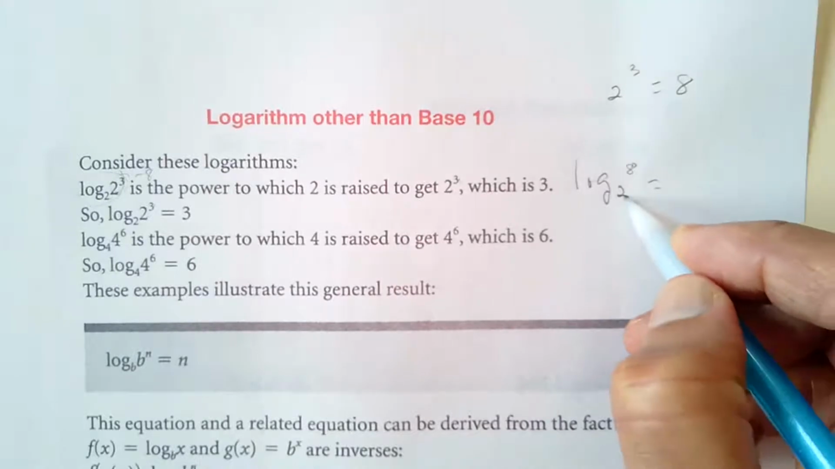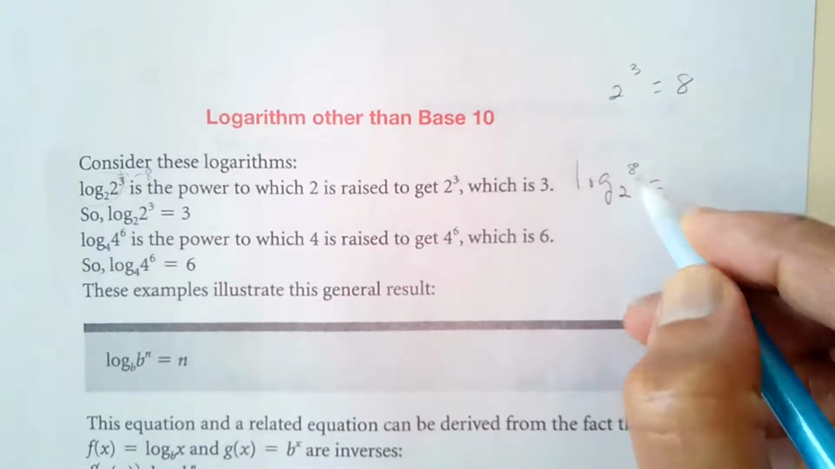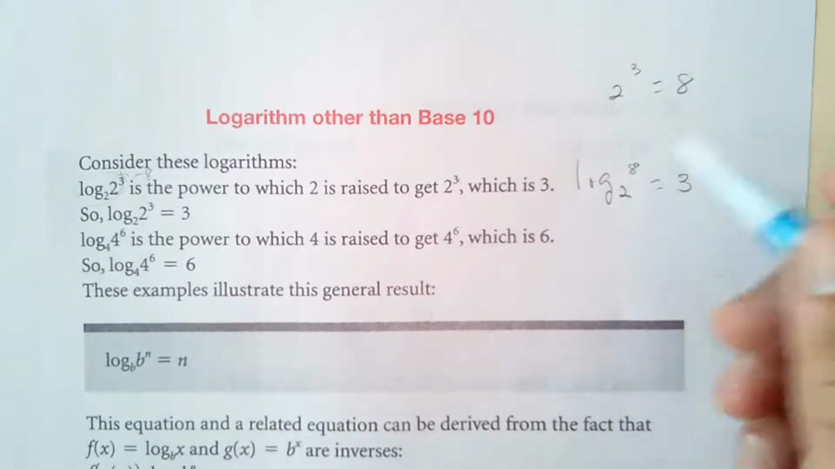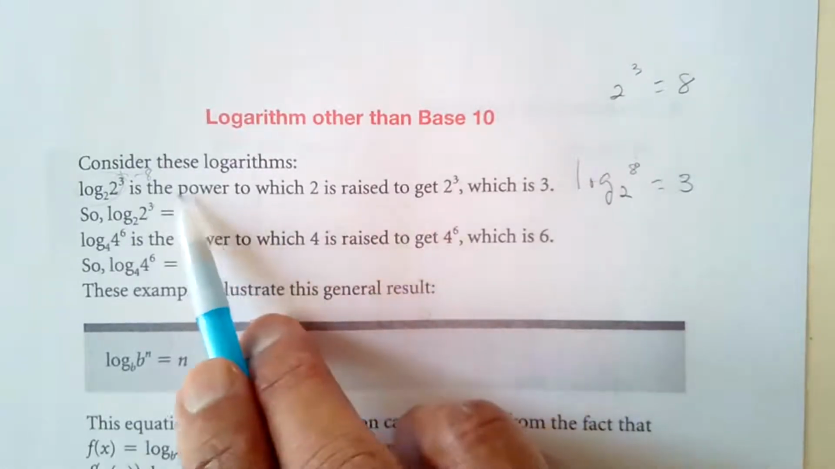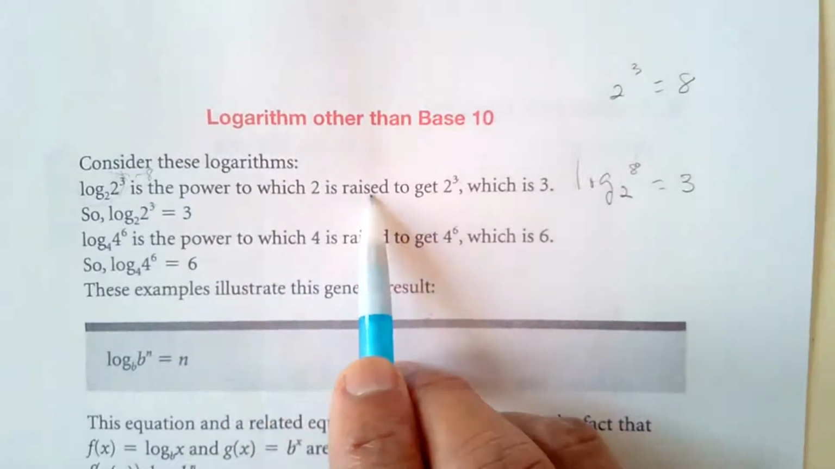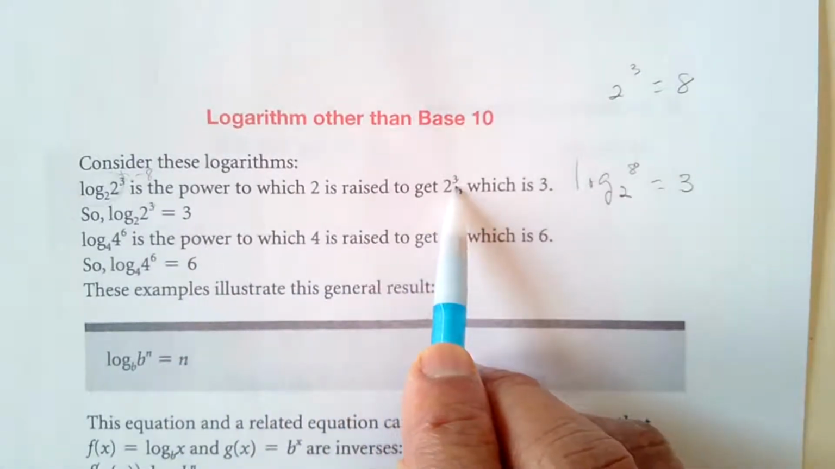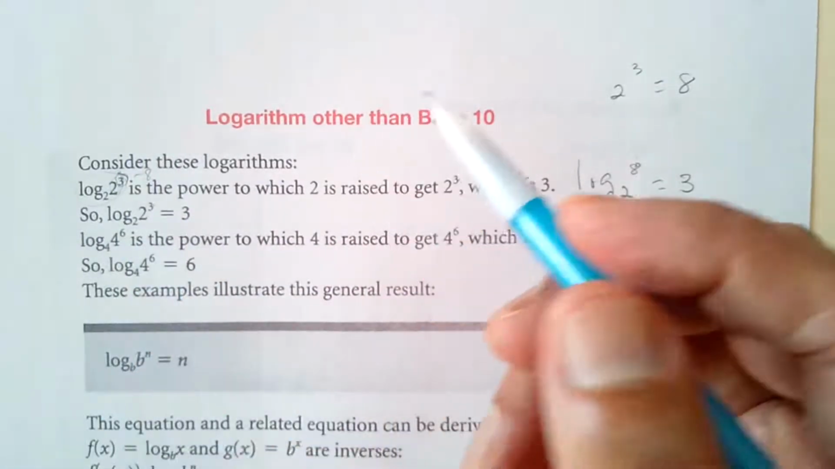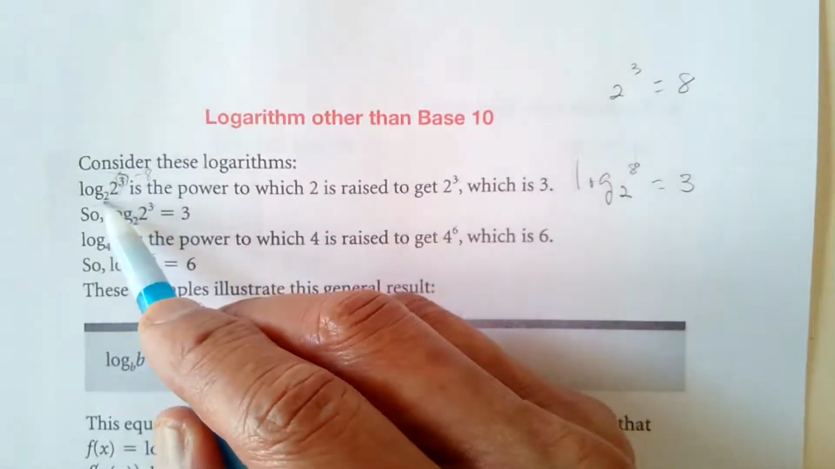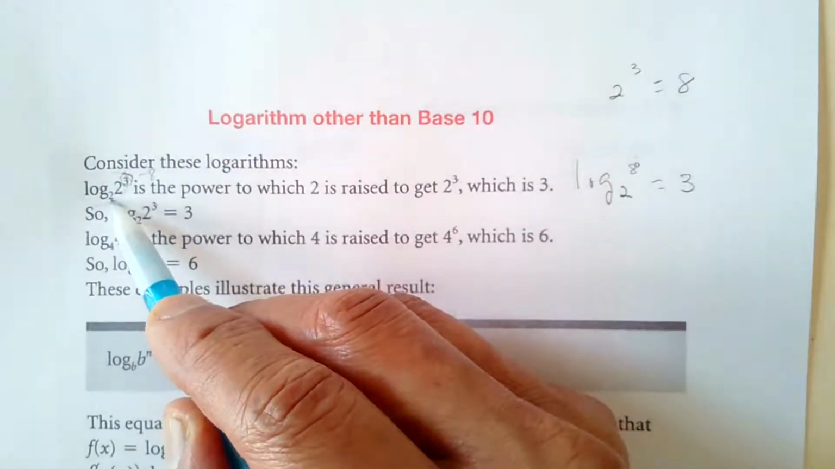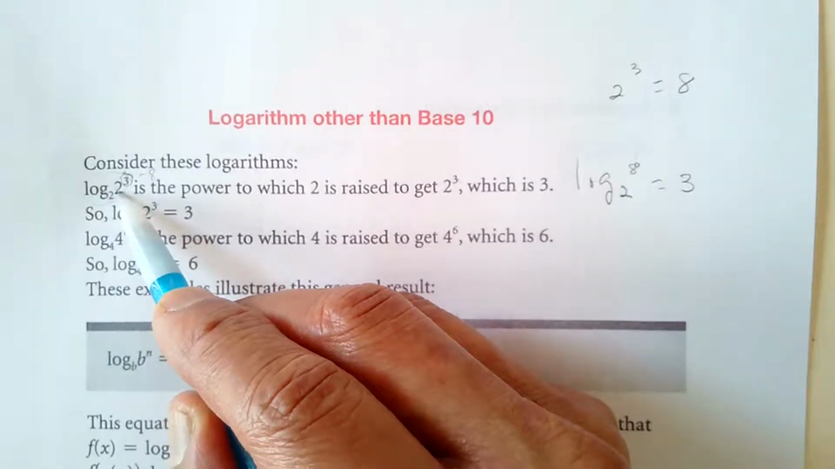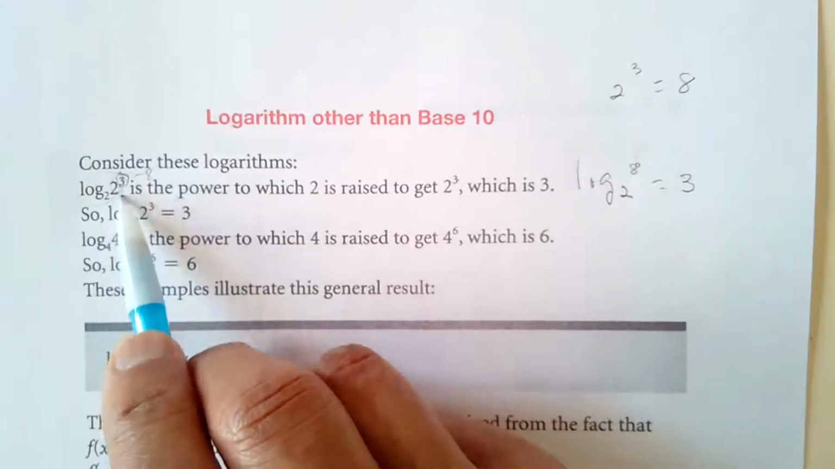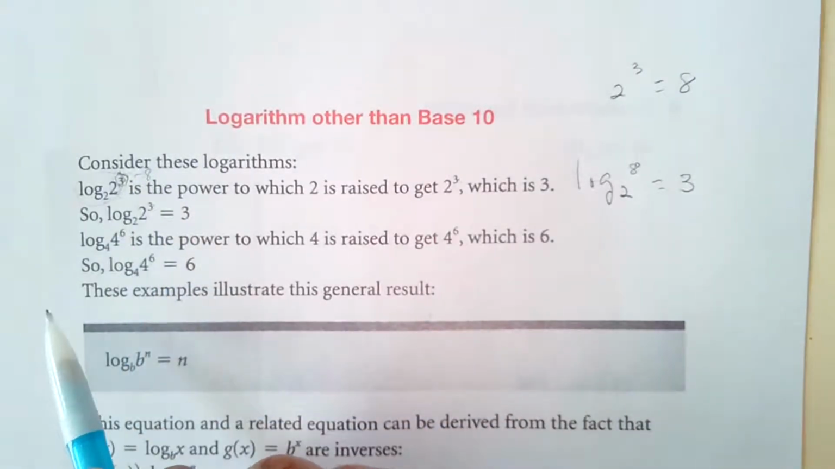Now, what would that be? Well, how many times do we multiply 2 to give us 8? The answer would be 3. So that's why we could say that the power to which 2 is raised to get 8 will be this exponent here, which is 3. So once we have a form where the base and the power to which it is raised are the same, the exponent here would be your log.